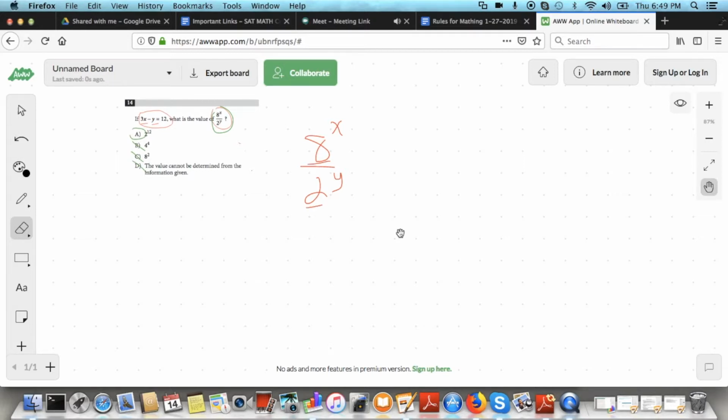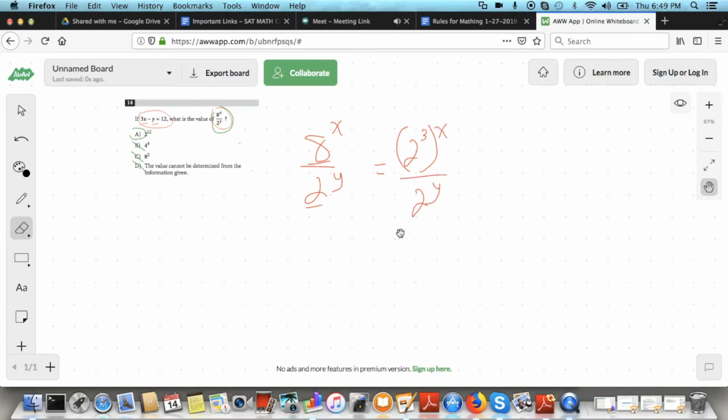They want you to combine those exponents, x and y, somehow. Okay? You can only do that if you have a like base. So we've got to express 8 in terms of 2. Does that make sense? Yes. Okay. So let's express 8 in terms of 2. So 8 becomes 2 to the power of 3, to the power of x, over 2 to the power of y.